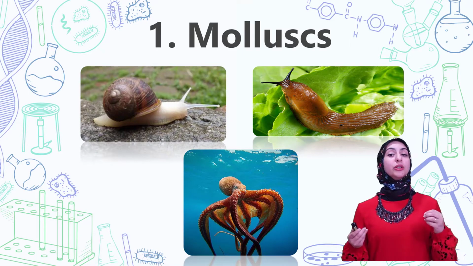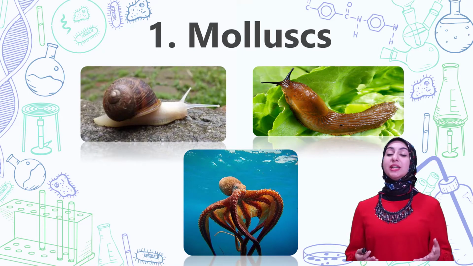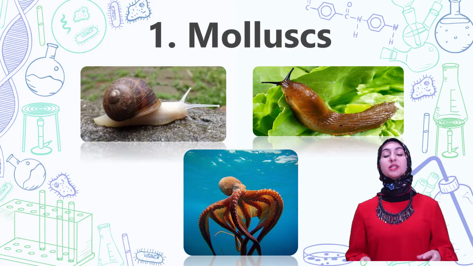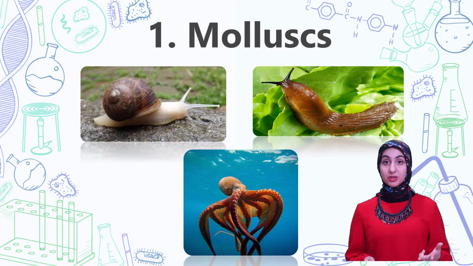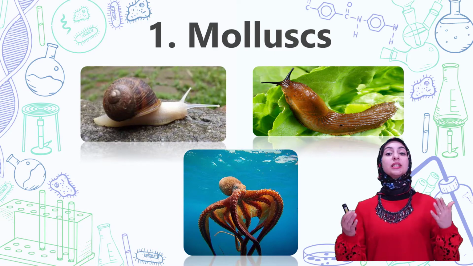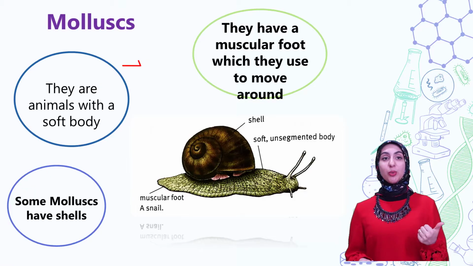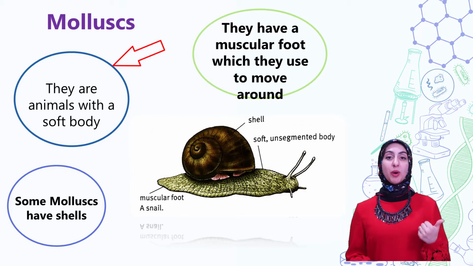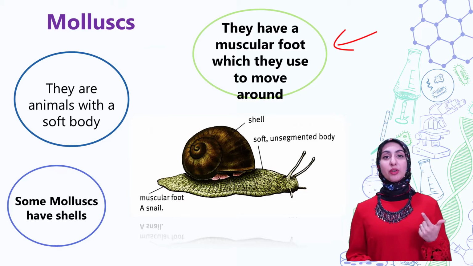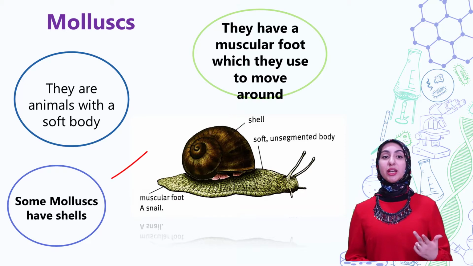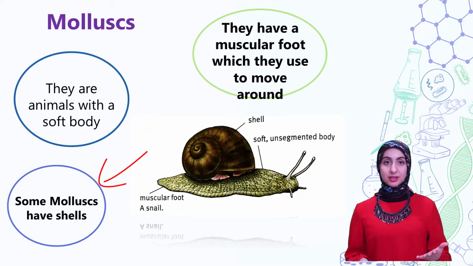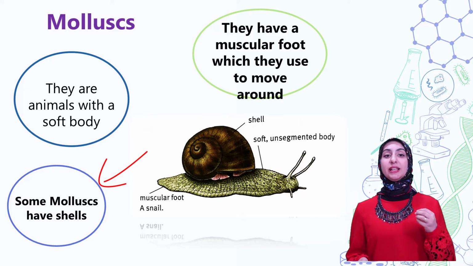Let's have a look at mollusks. As you can see here, mollusks group includes snail, slug, octopus, right? So it has some characteristics. What are these characteristics? Number 1, they are animals with a soft body. Number 2, they have a muscular foot which they use to move around. Number 3, some mollusks have shells. Like the snail here, it has a shell.